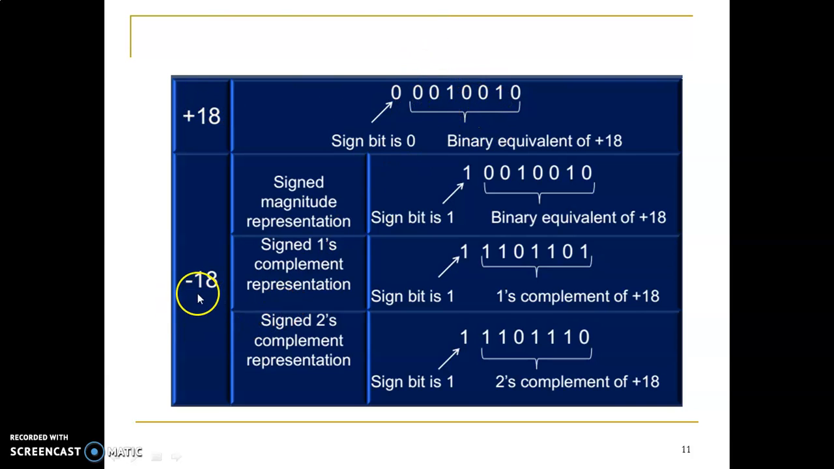The same way negative number can be represented in 3 representations. First is sign magnitude form. The leftmost bit is 1 to indicate that it is a negative number. The remaining bits are just the binary equivalent of plus 18.